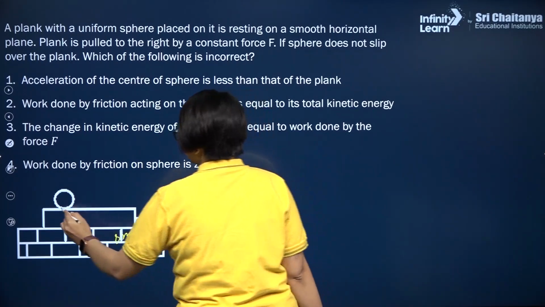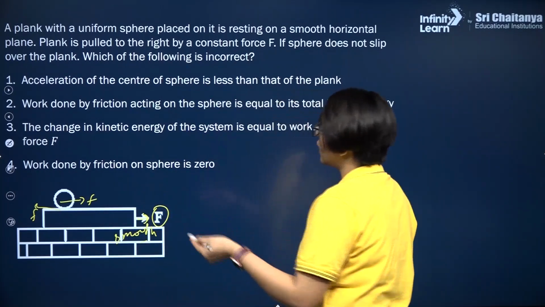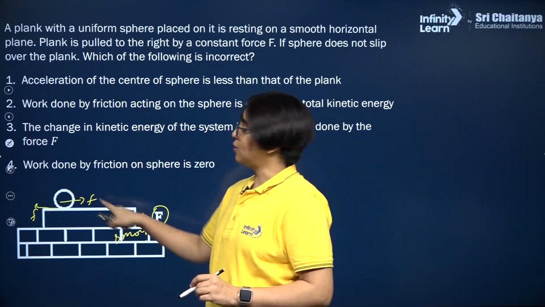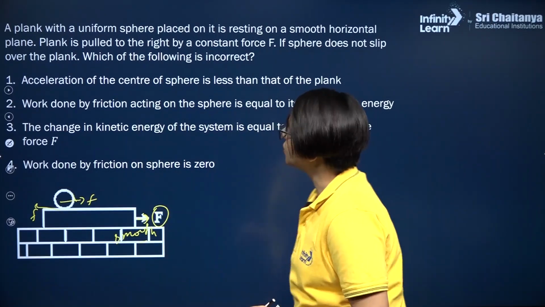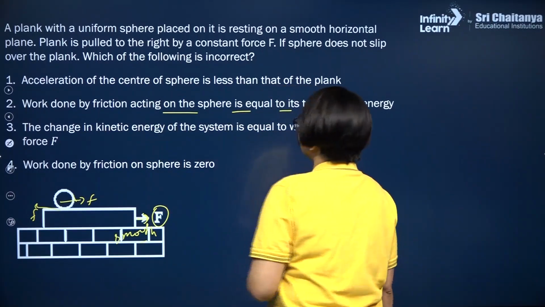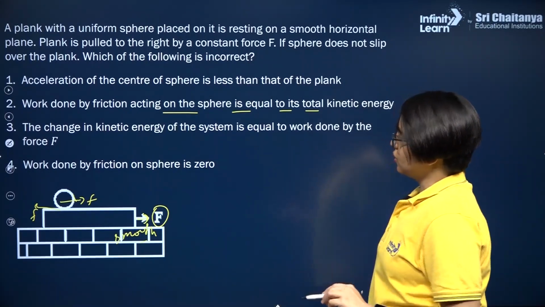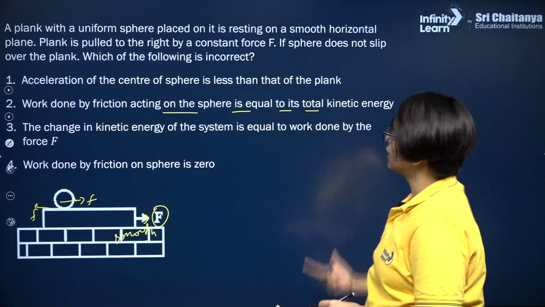So the plank will experience friction force in the backward direction, and the sphere will experience friction force in the forward direction. So over here the net force will be F minus f divided by mass, and over here f divided by the mass of the sphere will provide you acceleration. Work done by friction acting on the sphere is equal to its total kinetic energy. Yes, initially it was at rest. So work done by friction will change its kinetic energy, right, according to the work energy theorem.